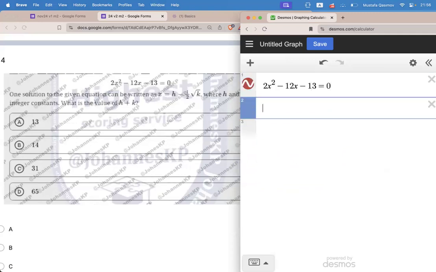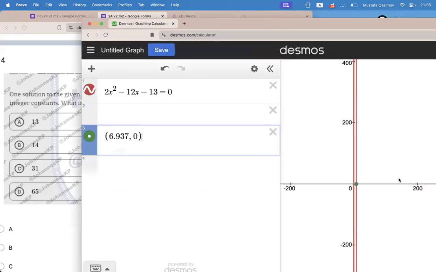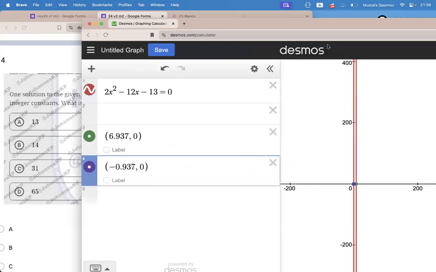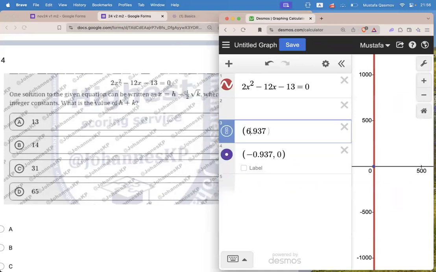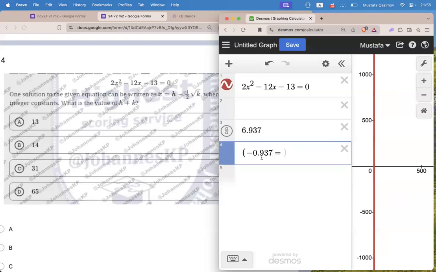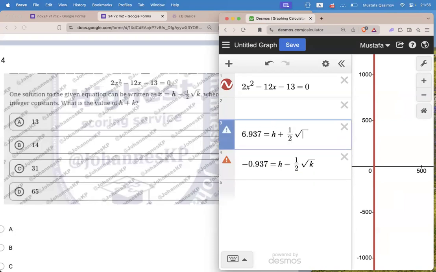Set it equal to 0. Then you can take this answer from here, that one and that one. Then you can make it equal to, because it is minus, you have to take the smaller one. It is equal to h minus 1 over 2 square root of k. That one is equal to h plus 1 over 2 square root of k. Then it's a system of equations. Then you can calculate the values of h and k from here.